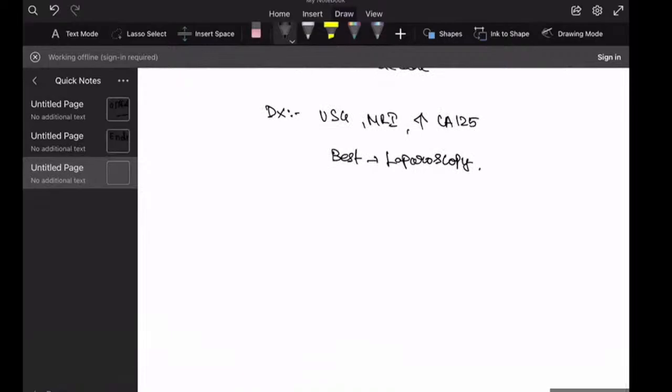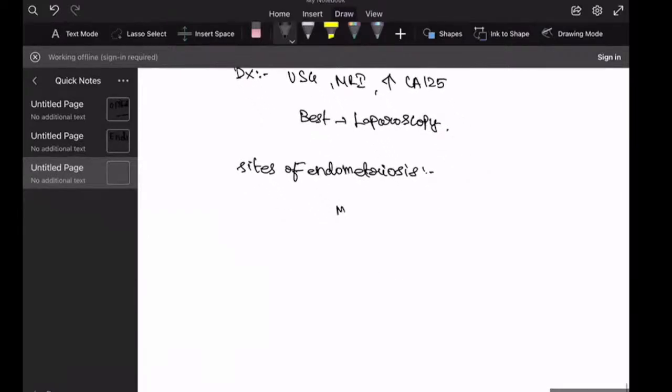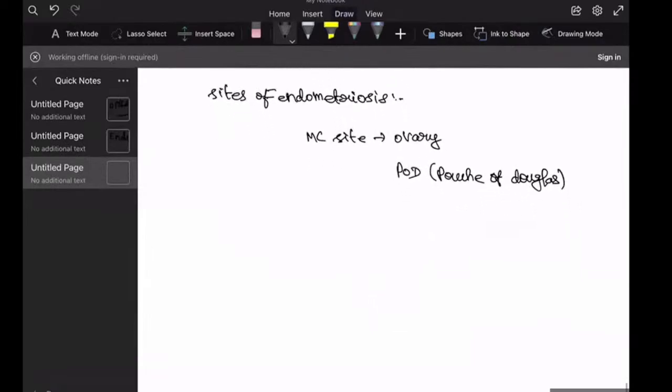What is the most common site of endometriosis? Sites of endometriosis. Yes, very good. And pouch of Douglas. Yes, most common site is going to be ovary. Next to ovary is going to be the pouch of Douglas. Bowel.